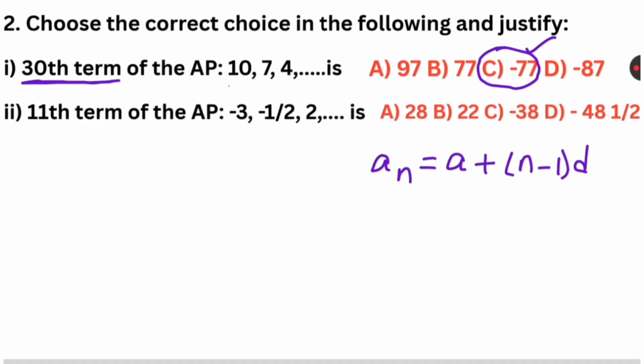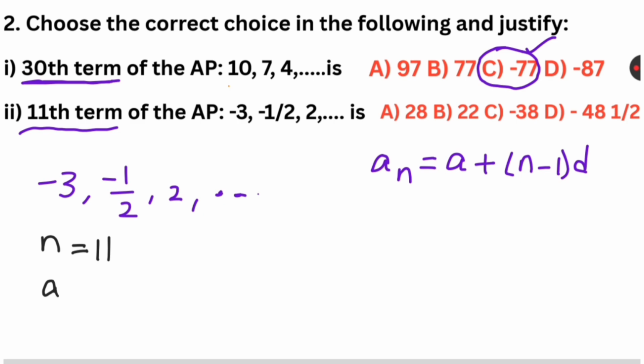Now let's see another question. We need to find the 11th term. The given arithmetic progression is minus 3, minus 1 by 2, plus 2 and so on. So minus 3, minus 1 by 2, then 2 and so on. We need to find the 11th term. That means we need to take n as 11. So what is the first term? Which is minus 3. That is our a.